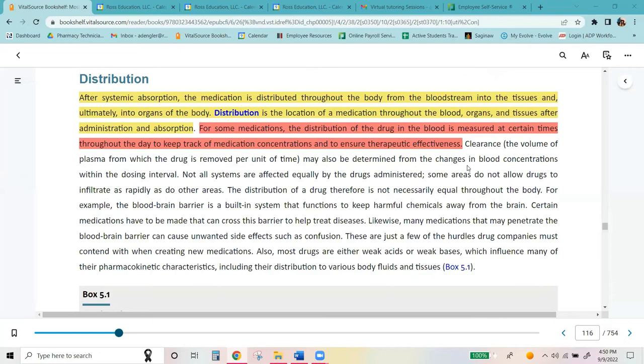Distribution. After systemic absorption, the medication is distributed through the body from the bloodstream into the tissues and ultimately into organs of the body. Distribution is the location of a medication throughout the blood, organs, and tissues after administration and absorption. For some medications, the distribution of the drug in the blood is measured at certain times throughout the day to keep track of medication concentrations and to ensure therapeutic effectiveness.